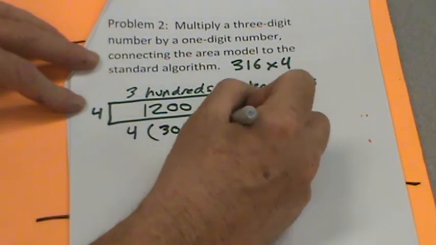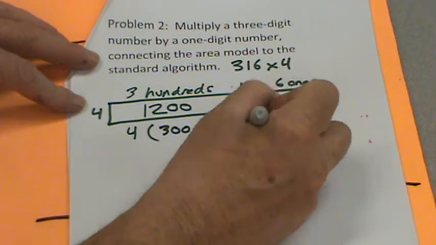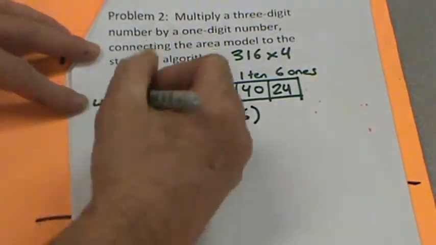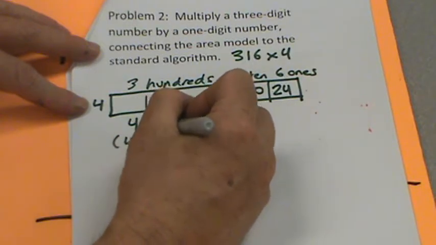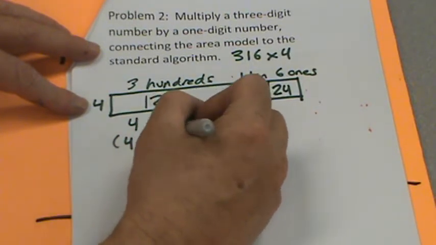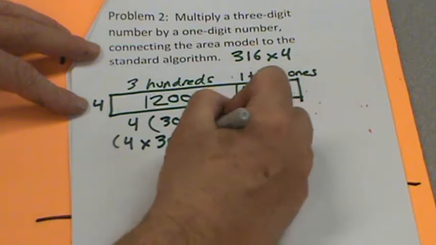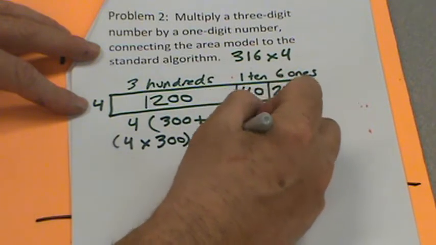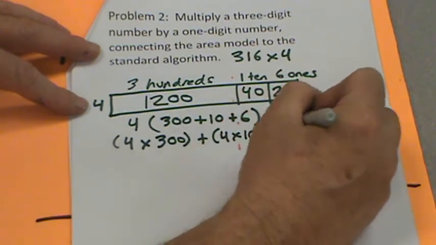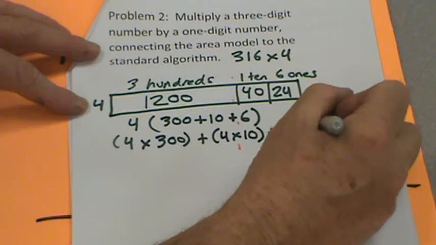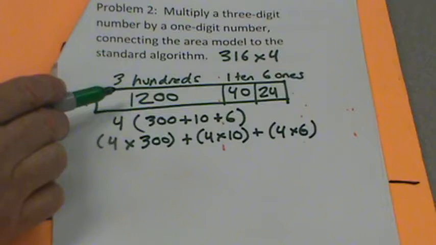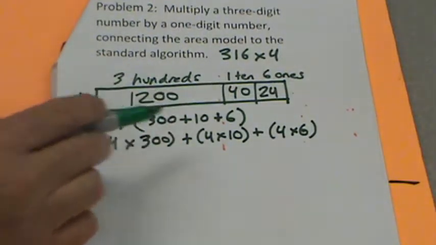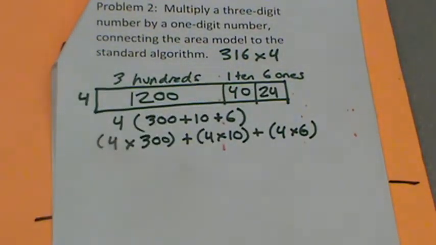plus 10 plus 6. And we could break this down further. We're getting into algebra, my goodness. 4 times 300 plus 4 times 10 plus 4 times 6. We see how that works? We know 4 times 300 is 1200. We know 4 times 10 is 40. And we know 4 times 6 is 24.